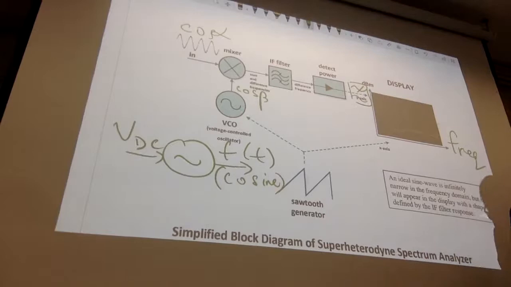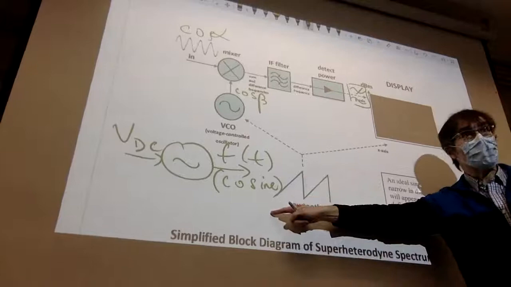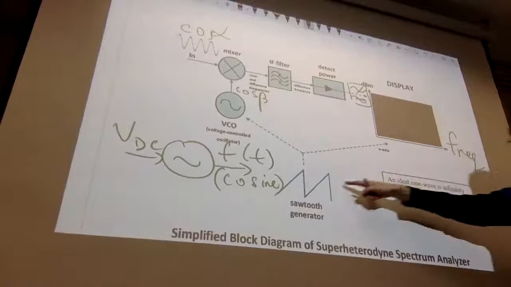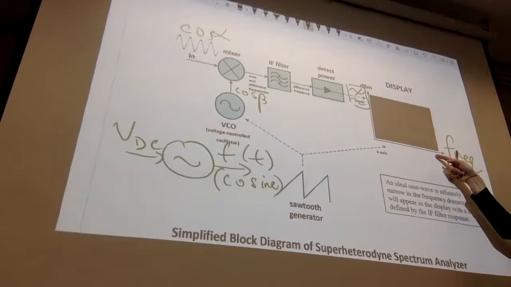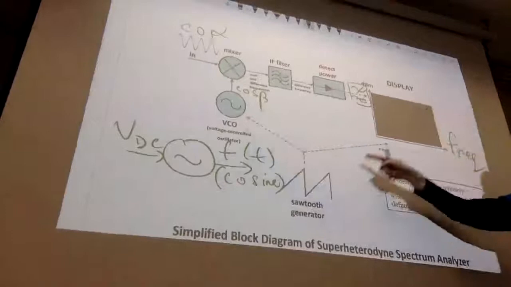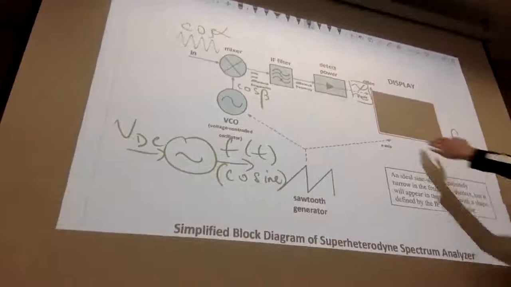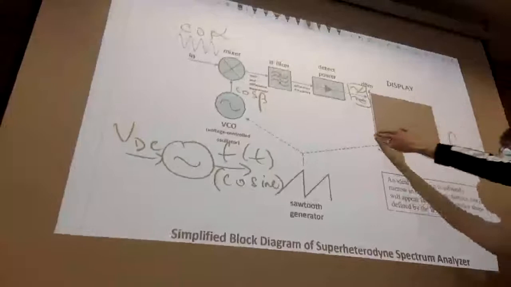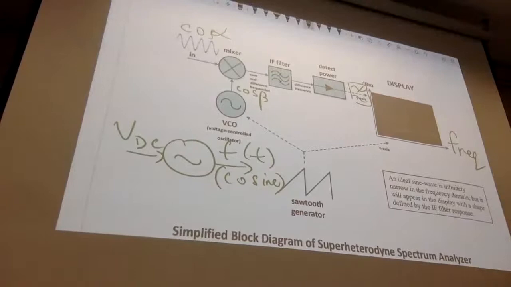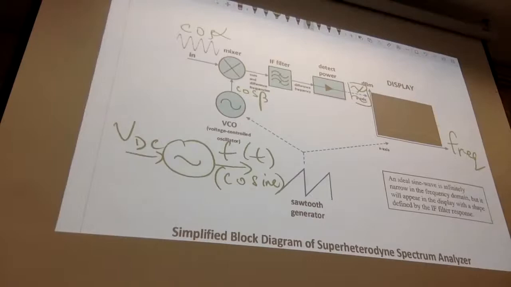What are we doing? We're driving it with a sawtooth that goes up in voltage, meaning the frequency goes up. Meaning we can use that sawtooth to drive the X to be in sync with what we're looking at. So it's driving the VCO, the sawtooth, and then driving the X synchronously. Now we can have a plot in continuously updating time of power versus frequency. That, in a nutshell, is a spectrum analyzer. The one in the lab, the one in the 82, is FFT based.